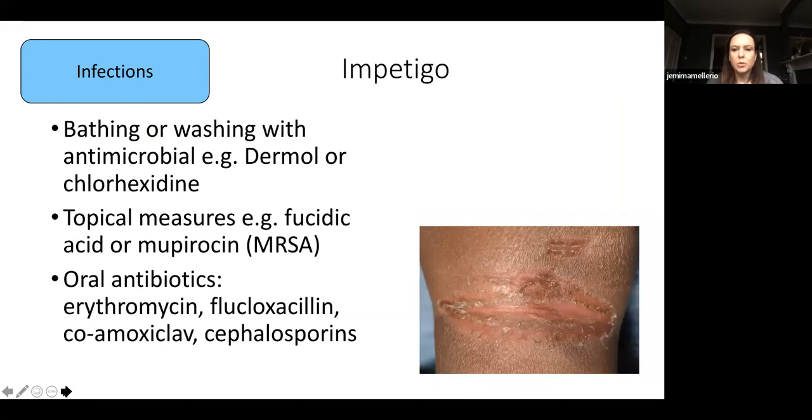In terms of treating, it's important to use antimicrobials to wash with. Dermol is a preparation which contains benzalkonium chloride and chlorhexidine. You may find other antimicrobials. Chlorhexidine wash on its own can be very helpful just to reduce the bacteria on the skin. You may need topical antibiotics, for example, fusidic acid or mupirocin, particularly if it's a resistant staph. If it's not settling down with topical measures, sometimes you might need to think about giving antibiotics by mouth, particularly if it's quite an extensive problem.